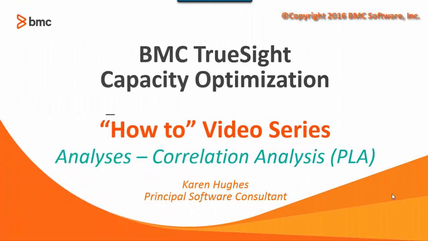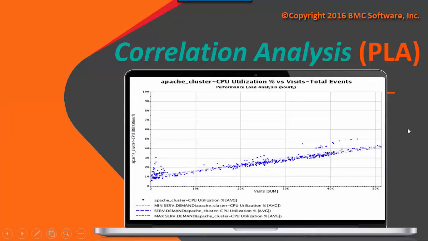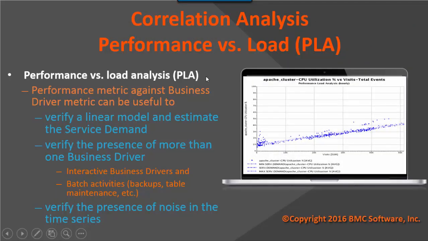In this session, we're going to discuss how to create a correlation analysis for performance versus KPI data in BMC TrueSight Capacity Optimization. There are many different correlation analyses that you can create, but this session is going to purely focus on looking at some type of measured data against some type of KPI. We call this a performance versus load, PLA, correlation analysis.